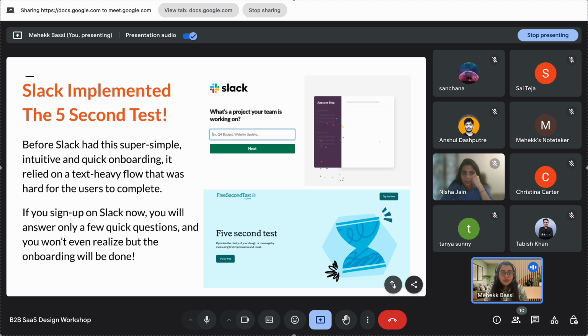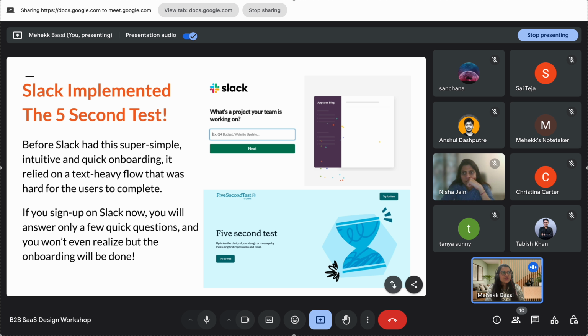Right now, if you go to the Slack website, they will just ask you the name of your company, what project your team is working on, and maybe your work email ID, and that's it. They just let you into the company environment. But it was never this way. Now Slack has just a few questions to onboard you, right? But they achieved this by actually doing the 5-second test.